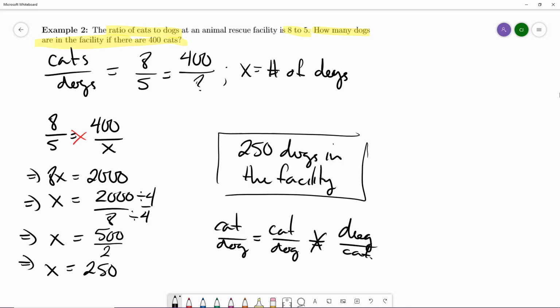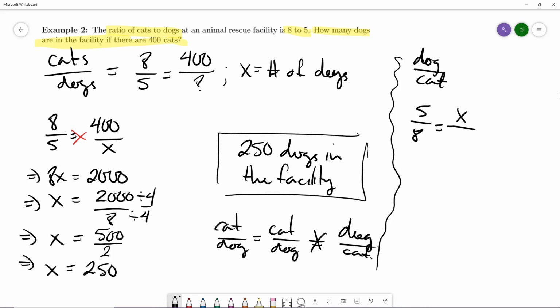So, in case some of you don't believe me, let's try. And this time, I'm going to do dog over cat. I will show you guys that you'll still get the correct answer. In this one, you have to be a little more careful because it says cat to dog, 8 to 5. So in this case, it's going to be 5 over 8. And then x I'm still going to use as the number of dogs. Because dog is on the top, now my unknown variable will be on the top as well. And then there's 400 cats. 8 cats, and then 400 cats, and then 5 dogs, and then we're going to solve for that.